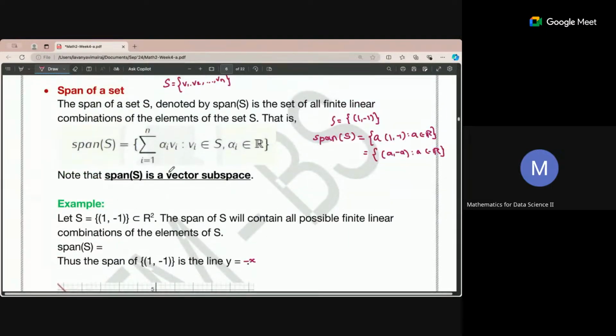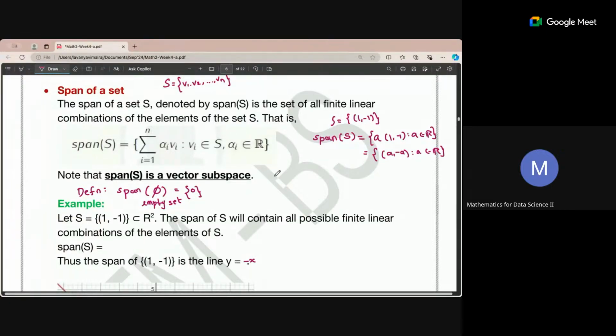Also, there is one thing you should remember: by definition, what is the span of an empty set? You know that this notation represents the empty set, right? The span of an empty set is the zero vector. This is the definition, so don't think about it much. By definition, we define the span of an empty set as the zero vector.